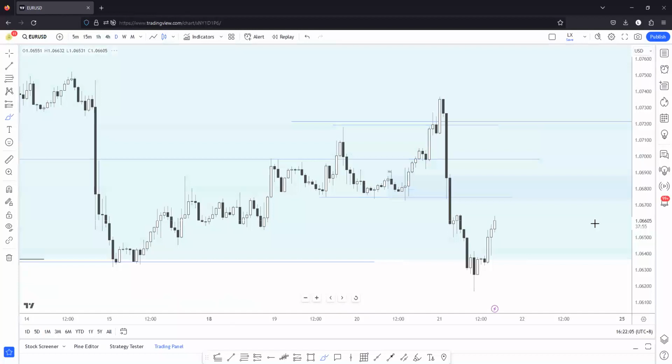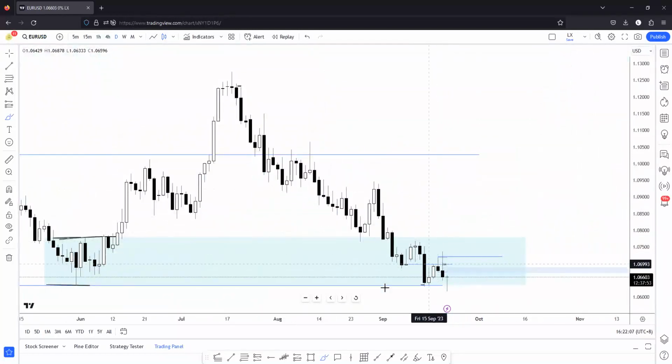On the daily, I'll wait for a break and close of this move. If price breaks and closes above this, it creates a potential target. At this point in time, this is really the last high that we have. But on the daily, you can see that it's still consolidating. So this is the last high that you can target on the daily, which caused the pullback.